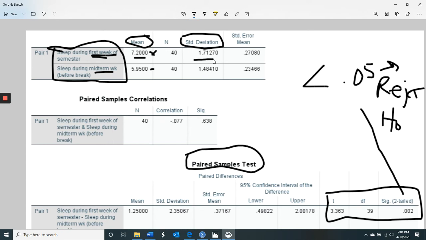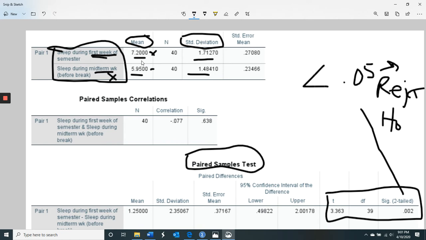into parentheses, then during the midterm week, parentheses, mean, standard deviation, end of parentheses, comma. So we're looking at sleep. People slept more during the first week versus midterm week of the semester. And we report the means.